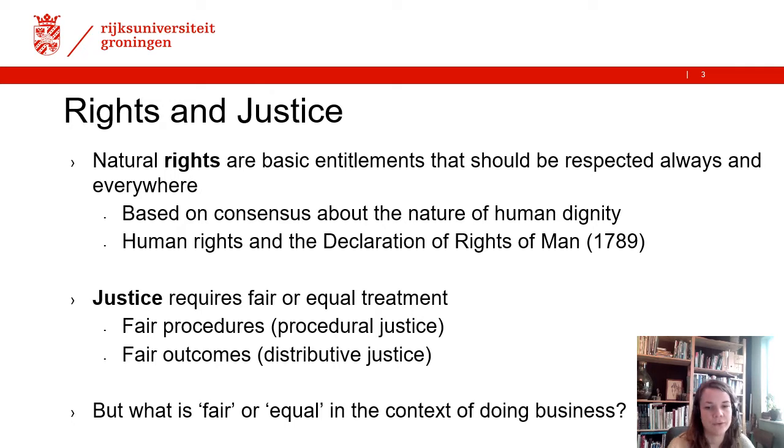So if we also talk about fair outcomes, then we're looking at whether the consequences are fairly distributed, and we call this type of justice distributive justice. Right? So different ways of looking at justice, procedures versus outcomes. And now the question, of course, arises, well, what is a fair or equal distribution if we also look at doing business?